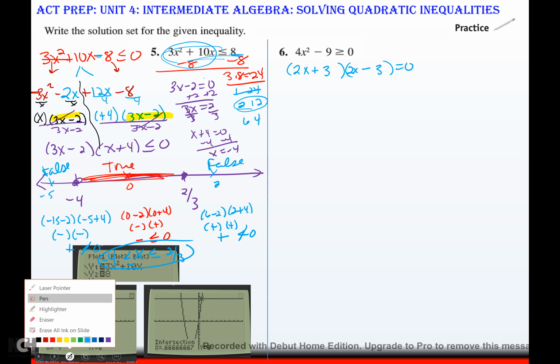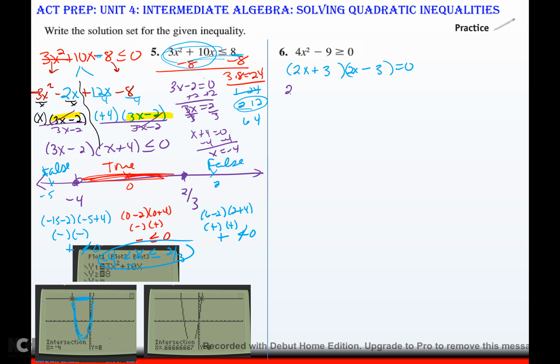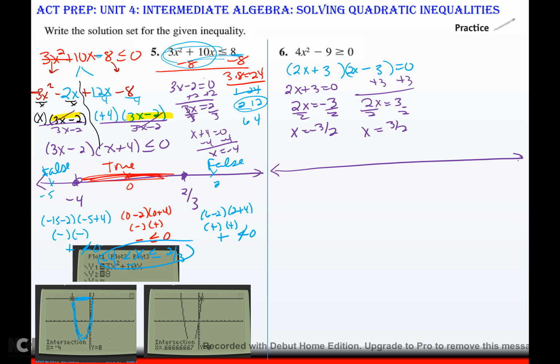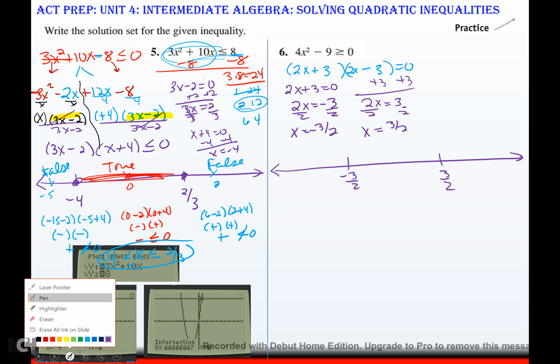Alright, to get my solutions, I set them to 0. 2x plus 3 equals 0, minus 3, 2x equals -3, divide, and x equals -3/2. Same thing over here, just different signs. That's 2x equals 3, divide by 2, x equals +3/2. So, I have -1.5 and +1.5, if the fraction bothers you.